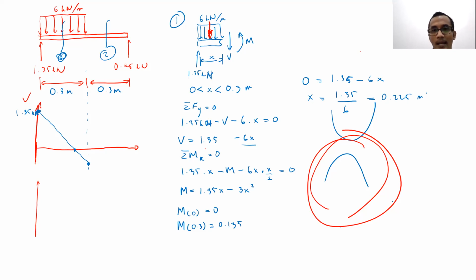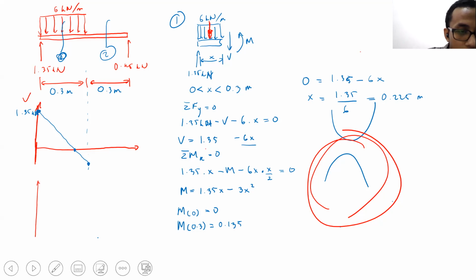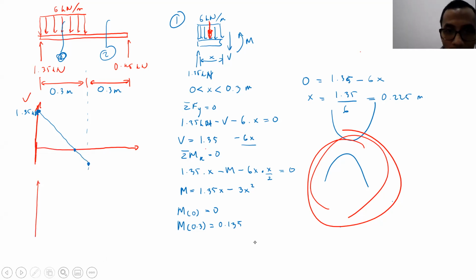Right. And at the same time, it will cause the moment to reach the maximum value. Correct or not? Correct, Pak. So in that case, we can just recalculate the value of m at this particular point.